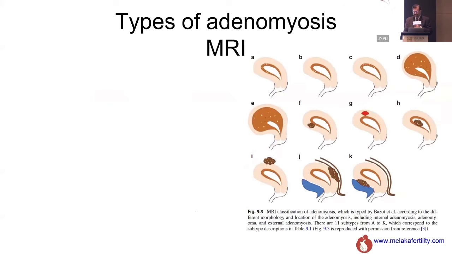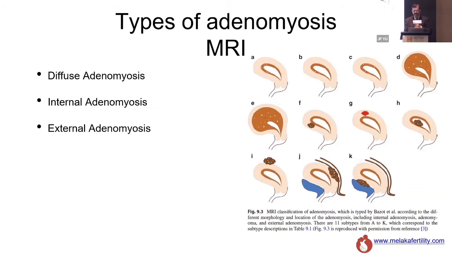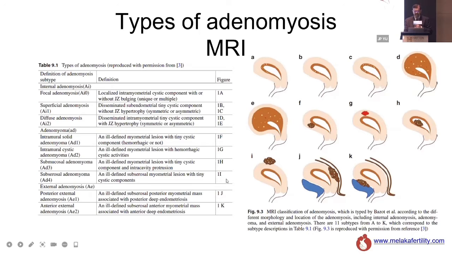Now, in MRI, things are much different. You have something called diffuse adenomyosis, internal adenomyosis, external adenomyosis, and adenomyoma. If you look at the classifications here in MRI, you can see that A, B, C are what we call internal adenomyosis. The adenomyosis actually starts at the junctional zone and moves outwards. It can be as bad as involving a large part of the uterus, and here you see a large part of the uterus. These are what we call internal adenomyosis.